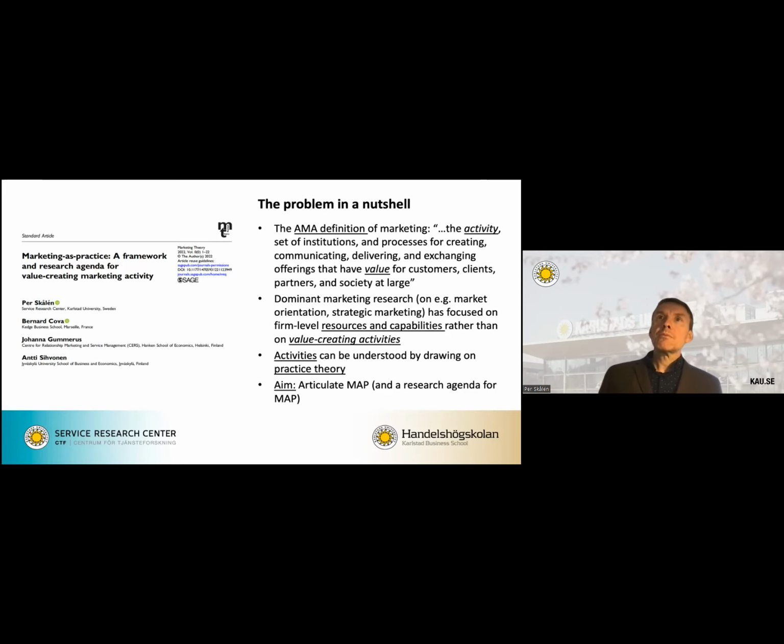In our problematization, when we read much marketing research on market orientation, strategic marketing, and so on and so forth, we say that much of this research has focused on resources and capabilities rather than on the value creating activities per se. So our argument here is that activities can be understood better by drawing on practice theory. The aim of this conceptual paper is to articulate marketing as practice as a framework and also a research agenda for this type of research.